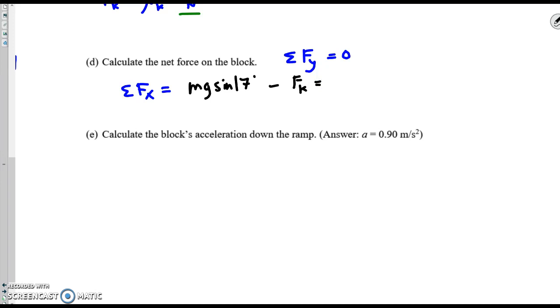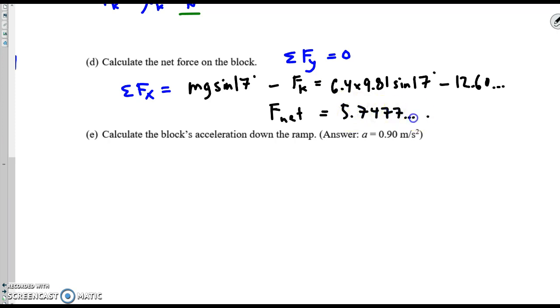Mass we have as 6.4. Sine 17. If you calculate that value separately, you get 18.356. And then you subtract away the kinetic friction, which is 12.60... And the net force, which is all on the x-axis, comes to 5.7477... We round it to 2 sig figs, that's 5.7.